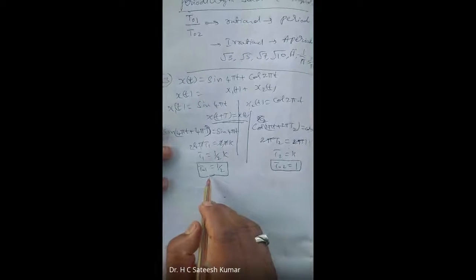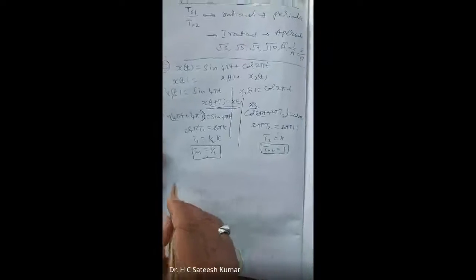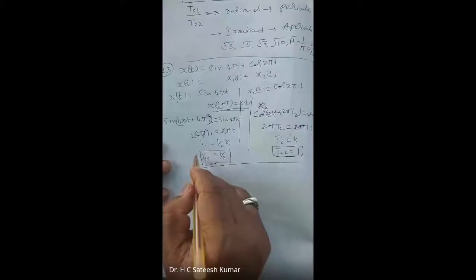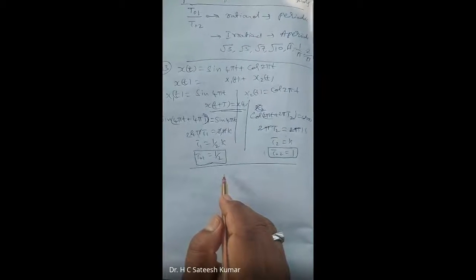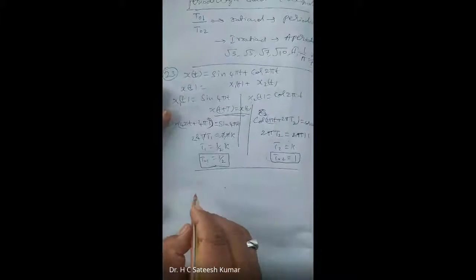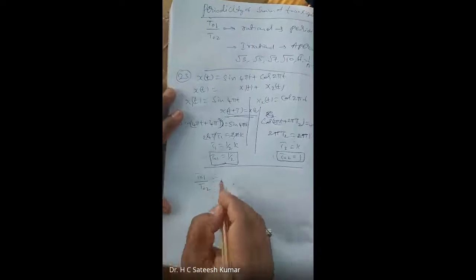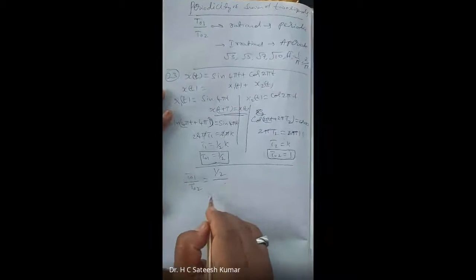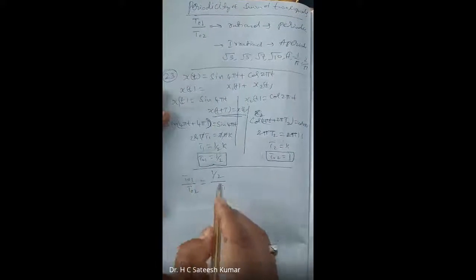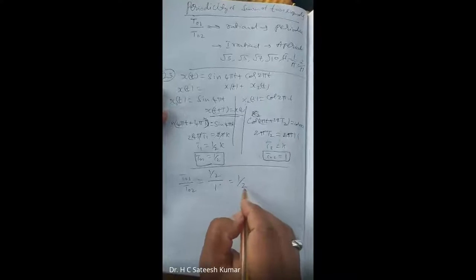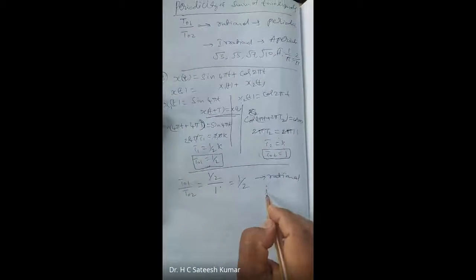Now, T naught 1 is equal to half and T naught 2 is equal to 1. Individually, this is periodic and this is also periodic, since we all know that individual trigonometric functions are always periodic. Now you take the ratio. T naught 1 divided by T naught 2 is equal to 1 by 2 divided by 1, so that will become equal to 1 by 2. It is rational. Now it is periodic.